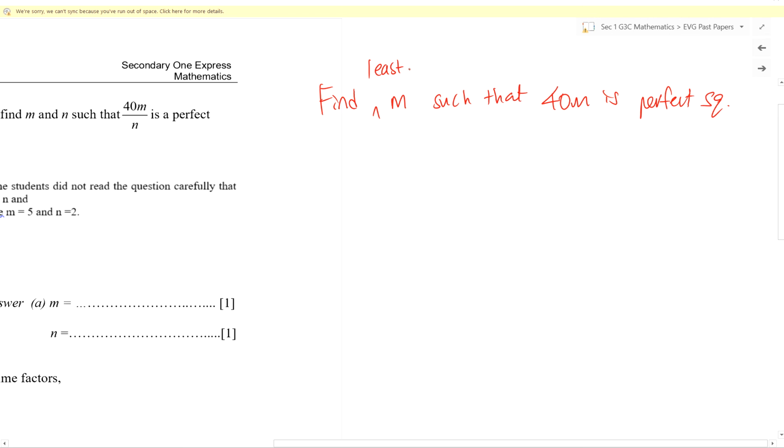Now first, we have to check. What is 40 equal to? 2 power 3 times 5. All of you can do this? So if I need 40m to be a perfect square, which is 2 power 3 times 5 times m.